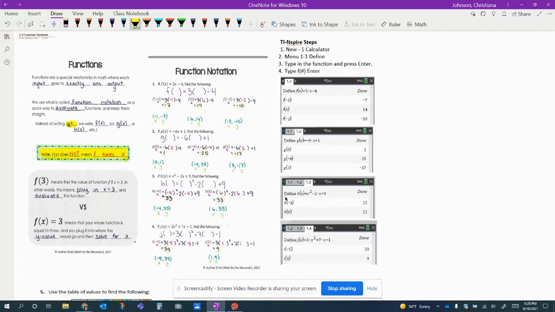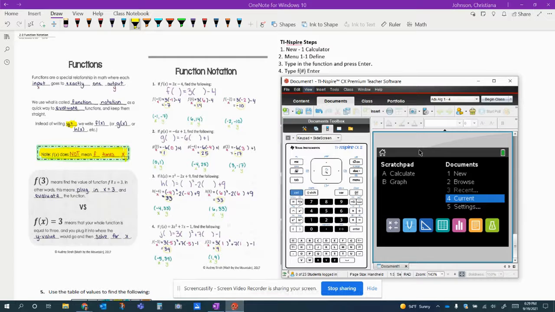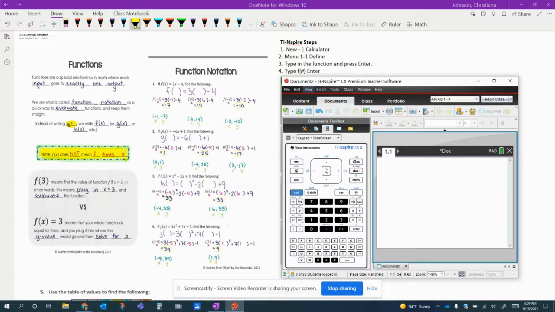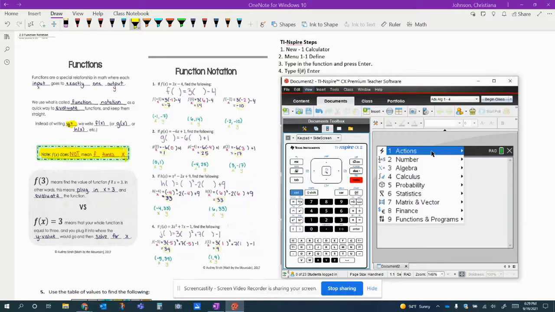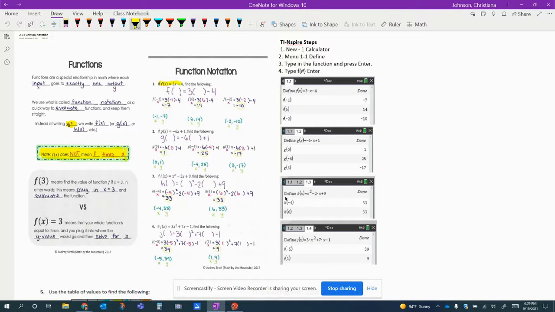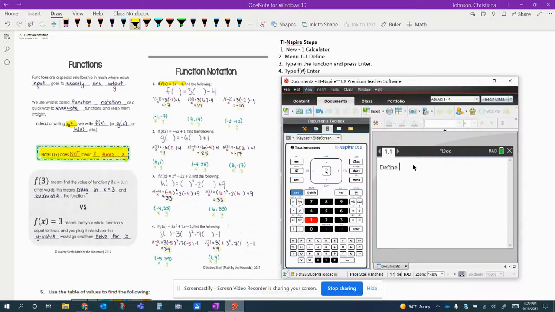The other way we can do it is a process on our calculator, which I'm going to demonstrate. The steps are right up here at the top. You'll go to New, you'll say Calculator, and then you're going to push immediately Menu 1, which will write the word define for you. You can also type it out, but if that gets cumbersome, you can just write f of x. Now you'll type in whatever the equation is, including the f of x.